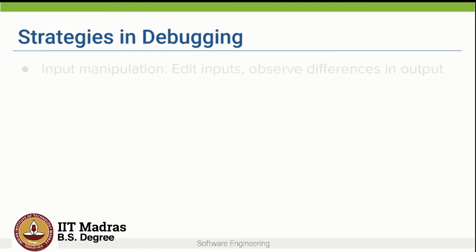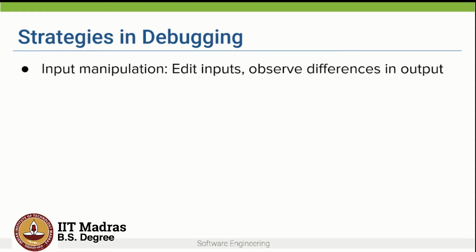So one common strategy is manipulating the input, right? So we have a program which is not giving the desired output for certain inputs, right? So we provide an input and we observe differences in output, and based on this set of inputs and outputs, we try to determine what the error or fault is in the program. And this is a common technique which we use, right?